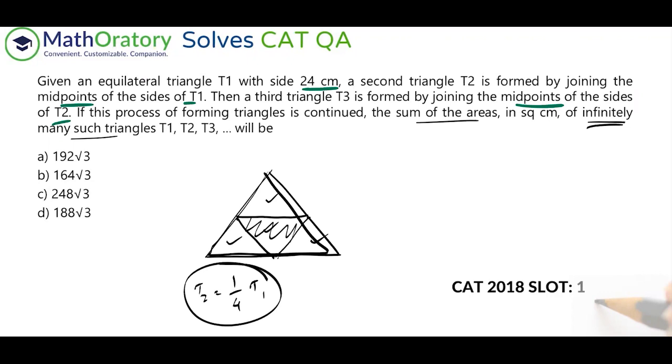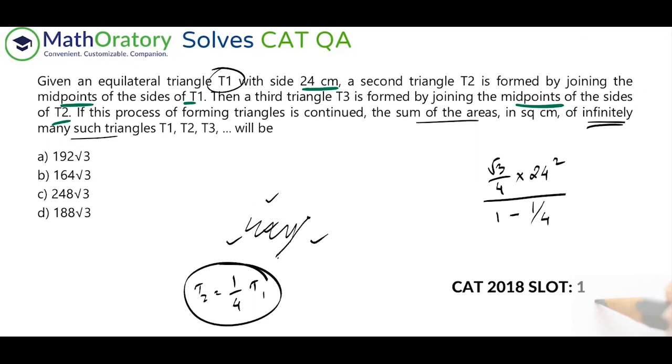So just calculate the first term here. First term will be the area of T1. T1 is a side of 24, so that will have an area of √3/4 into a square. So that is 24 square, and divided by 1 minus r. So that is 1 minus 1/4. You should be aware of the sum of GP series and all.